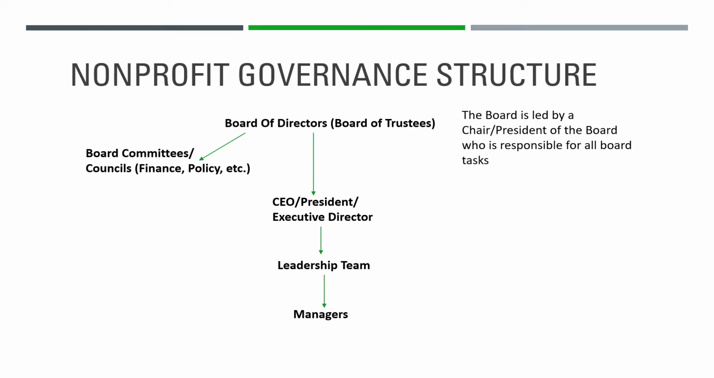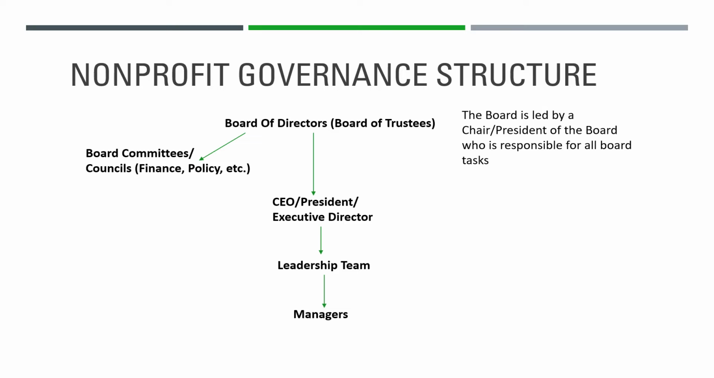Remember, the board is led by a chair or president, so you can have a chair of your board of directors or a chair of your board of trustees, and there's usually a vice chair as well. The board is responsible for all the board tasks. So the president or chair oversees all the tasks that are involved in the board.